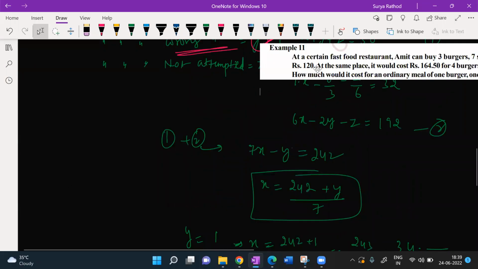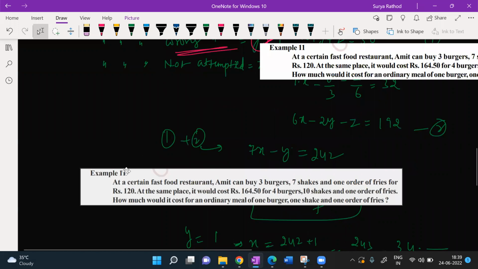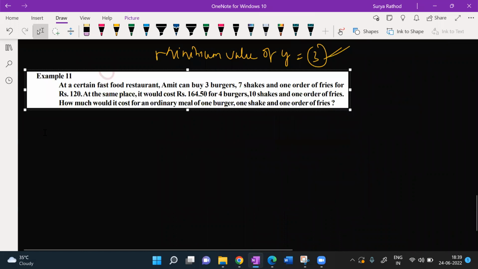Everyone solve this question. At a certain fast food restaurant, Amit can buy 3 burgers, 7 shakes, and 1 order of fries for 120. At the same place, it would cost 164.50 for 4 burgers, 10 shakes, and 1 order of fries. So how much would it cost for an ordinary meal of 1 burger, 1 shake, and 1 order of fries?